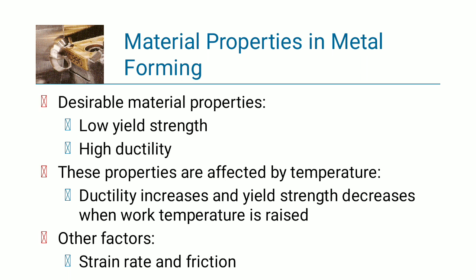Material property in a metal forming process. The desirable material properties we require for metal forming are low yield strength and high ductility. These properties are affected by temperature. Ductility increases and yield strength decreases when the work temperature rises. Other factors are strain rate and friction.